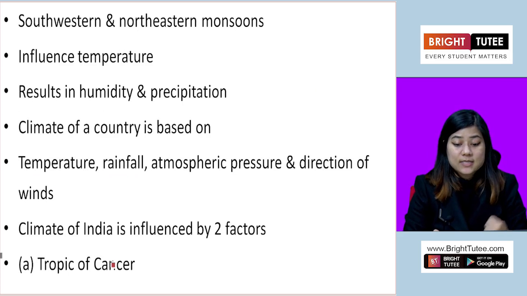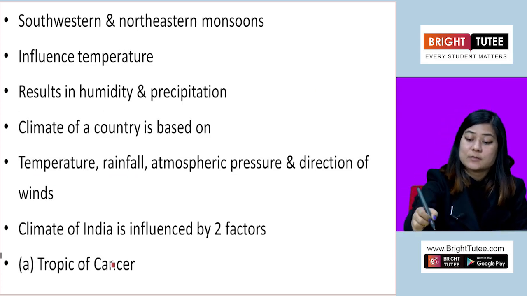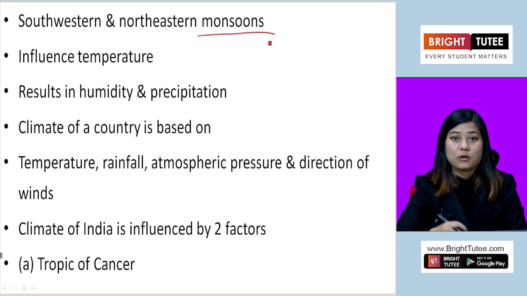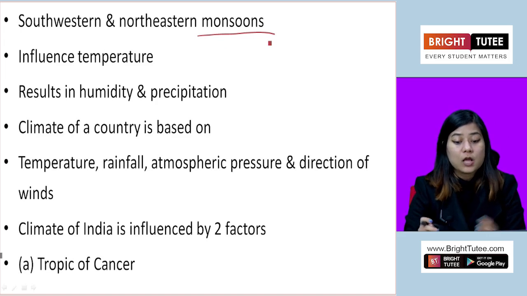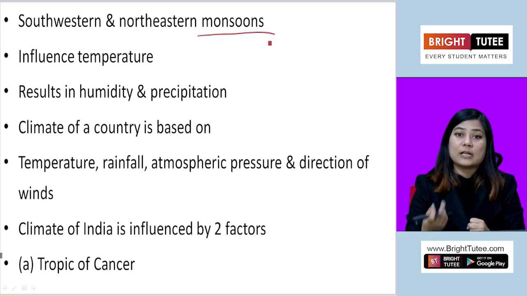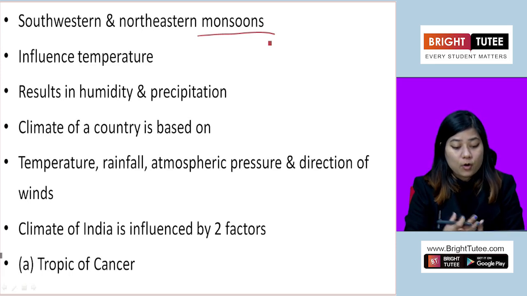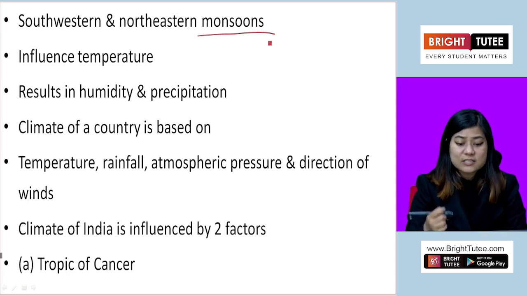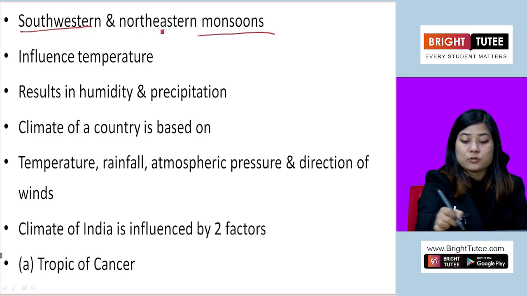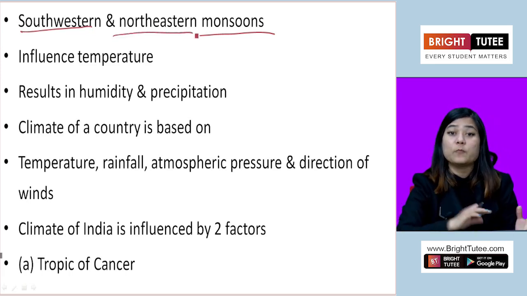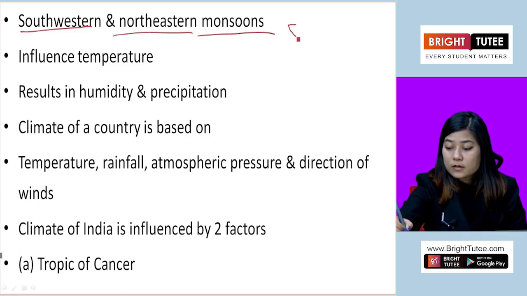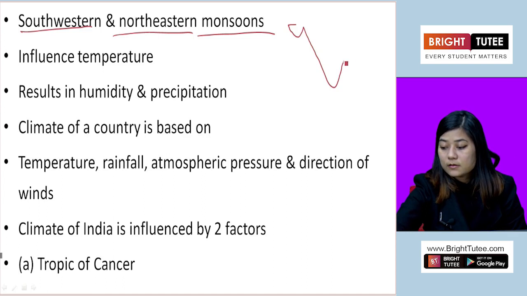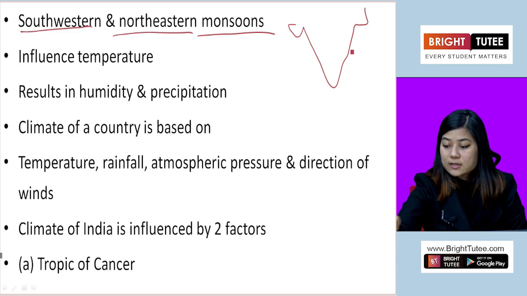And this tropical climate is influenced by something called monsoons. Now we'll look at monsoons in detail very soon, but here just remember that the tropical climate of India also has monsoons. Now these monsoons are northwestern monsoons, northeastern monsoons, depending on where they come from. So if this is the map of India, this is the southern part of India, right?